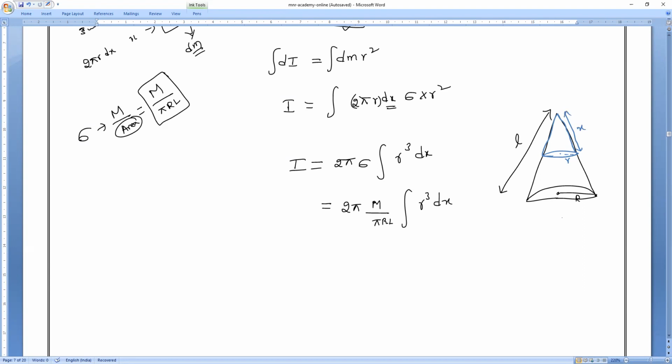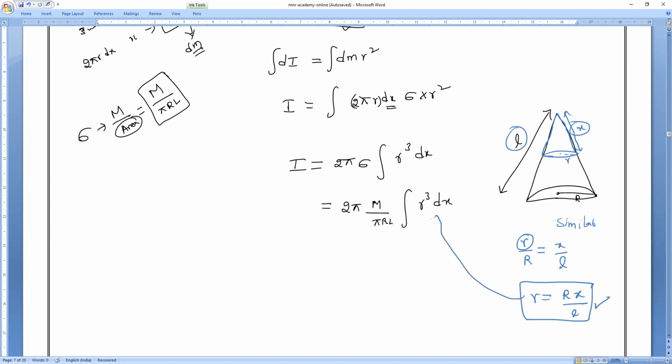What is the similarity property? Both triangles are similar, so the smaller triangle and bigger triangle are similar triangles. So the sides are in equal ratio. Capital R divided by small r is equal to X divided by L. From that, small r is equal to capital R into X divided by L. That is what we have to find by using similarity.